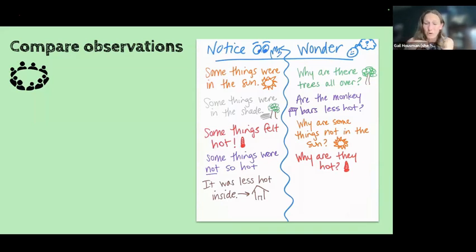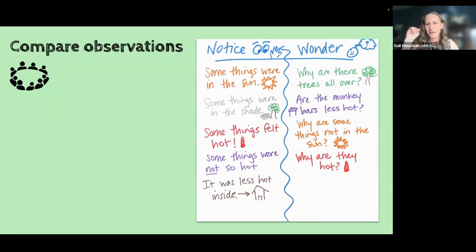They noticed that some things were in the shade. And they wondered, why are there trees all over? Like they're noticing around our schoolyard, we have trees all over. Why is that? We noticed that some things felt hot, and we're wondering, why are they hot? We noticed that some things were not so hot. And we wondered maybe the monkey bars are one of those things that are less hot, maybe. And we did also notice that it felt less hot when we were inside. So inside things felt less hot to this group of kindergartners.